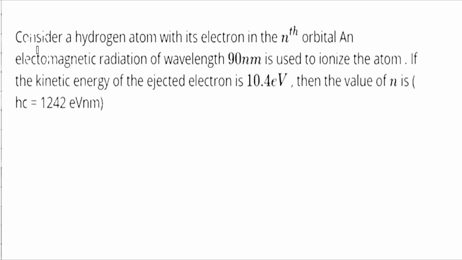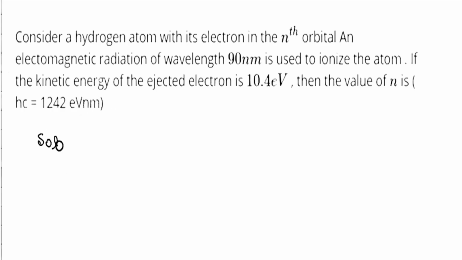Hello students, today our question is, consider a hydrogen atom with the electron in the nth orbital, and an electromagnetic radiation of wavelength 90 nanometer is used to ionize the atom. If the kinetic energy of the ejected electron is 10.4 electron volt, then find the value of N. We have given here hc is 1242 electron volt nanometer.